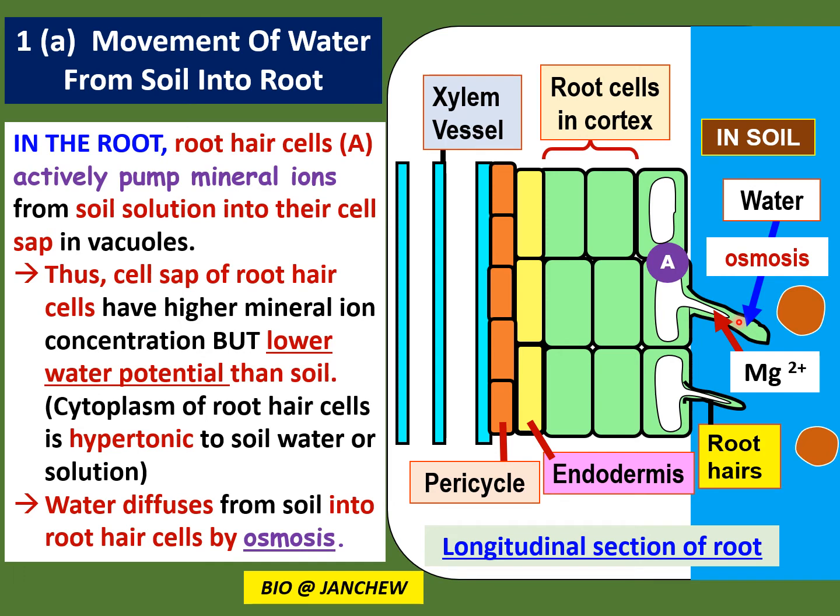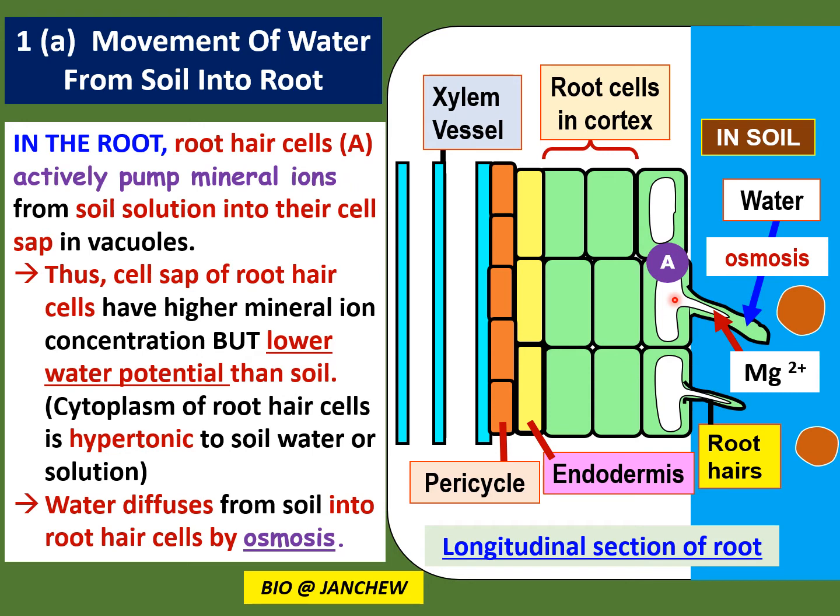Alright, root hair cells are cells that have long projections called the root hairs to increase the total surface area of the root for the absorption of water. Right? So the root hair cells, such as A, actively pump mineral ions from soil solution into their cell sap in vacuoles. So firstly, before osmosis of water occurs, the root hair cells here carry out active transport of mineral ions. Actively pump mineral ions means to carry out active transport of mineral ions into their cells and into their vacuoles. Alright? Into the cell sap in the vacuoles.